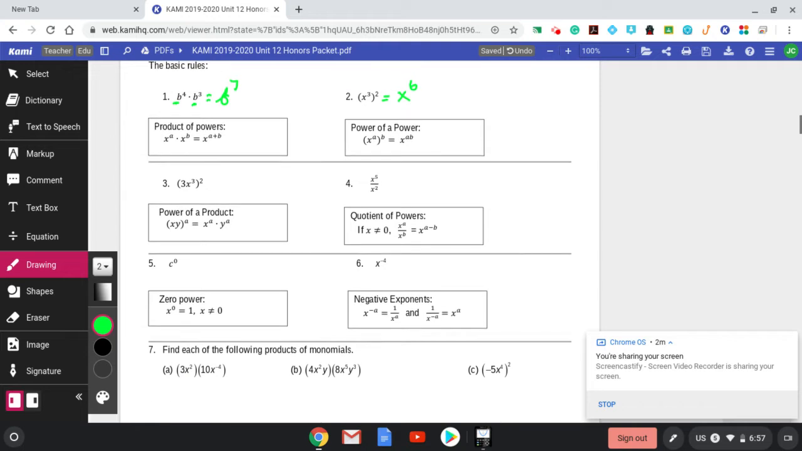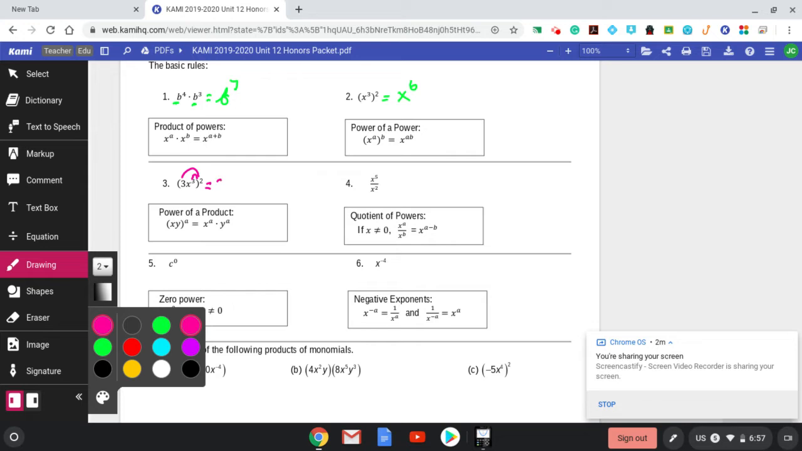Number 3 is similar to number 2, except now you'll see the exponent of 2 on the outside. It's almost like the distributive property. Everything inside gets raised to the 2nd. So here you're going to have 3 to the 2nd times x to the 3rd, raised to the 2nd power. And that ends up being 3 squared, 9, and we use our rule from number 2, x to the 6th. So everything inside gets raised to that exponent if it's outside the parentheses.